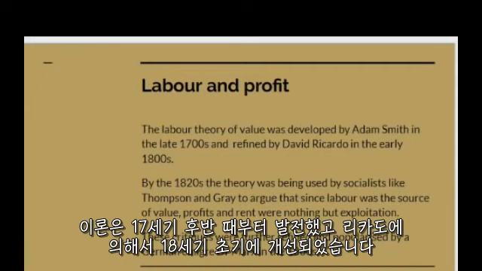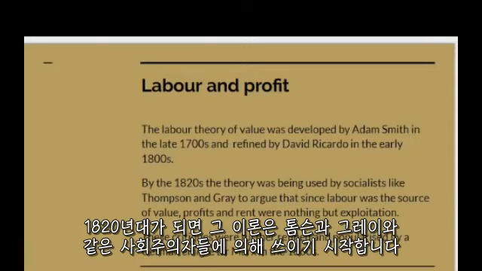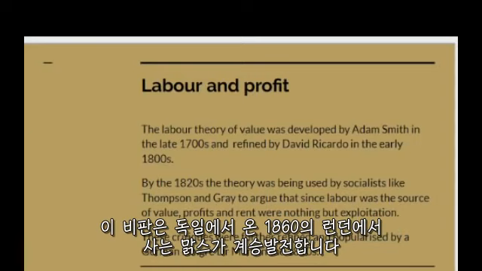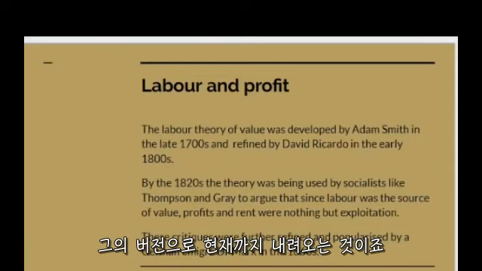The theory was developed by Adam Smith in the late 1700s, further refined by the English economist David Ricardo in the 1800s, and by the 1820s the theory was being used by a number of socialists like Thompson and Gray to argue that since labour was a source of value, profits and rent must be nothing other than exploitation. These critiques were further refined and popularised by a German émigré, Dr. Marx, who was living in London in the 1860s, and it's through his version of it that the theory has come down to the present.